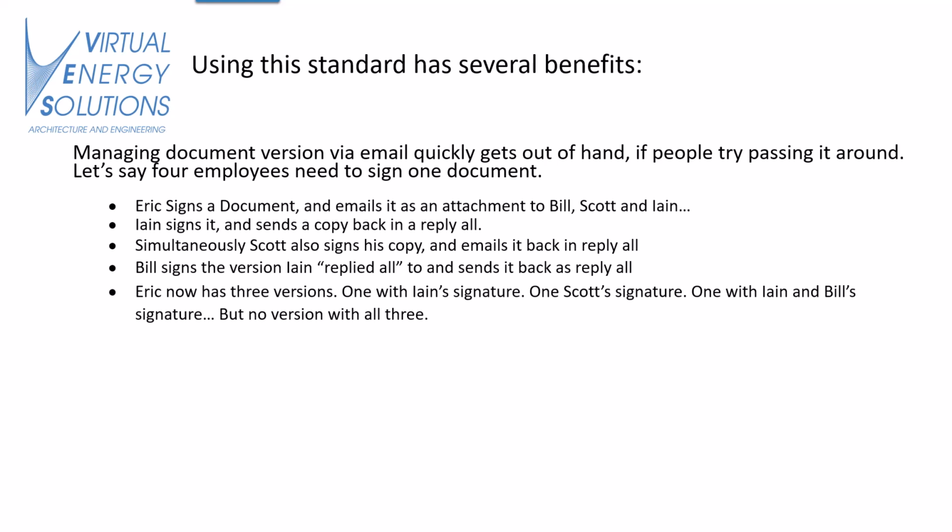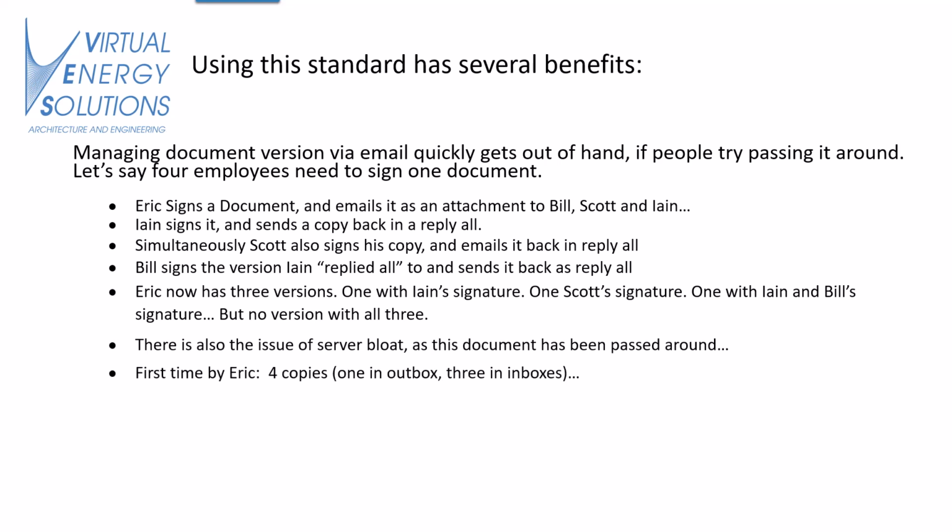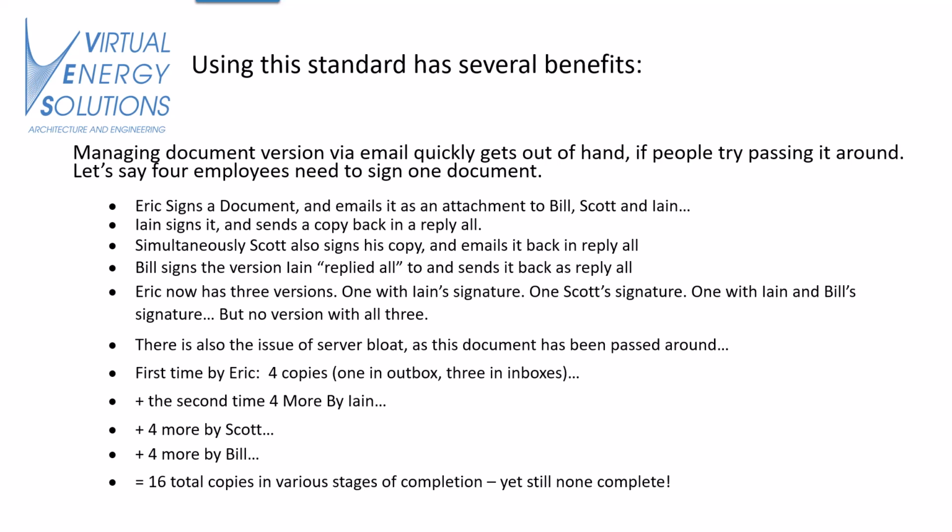On top of that, there's also the issue of server bloat as this document is passed around. First time by Eric, 4 copies, one in Outbox, one in each of the recipients' inboxes. Then Ian replies all, sends back. He's got a different copy in his Outbox, and again, 3 in each of the recipients' inboxes. And Scott does the same thing, 4 more. Bill does the same thing, 4 more. As you can see, we've got 16 total copies in various stages of completion, yet none of them are complete. So we can eliminate that by using the VES standard, which we're going to look at now.